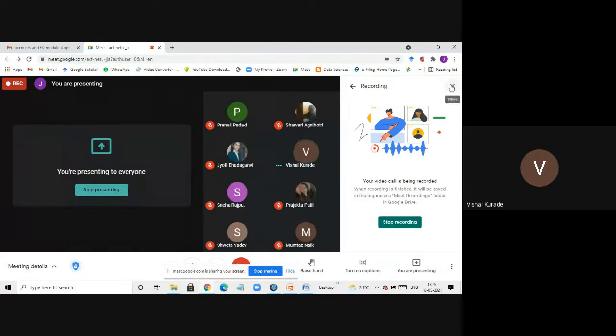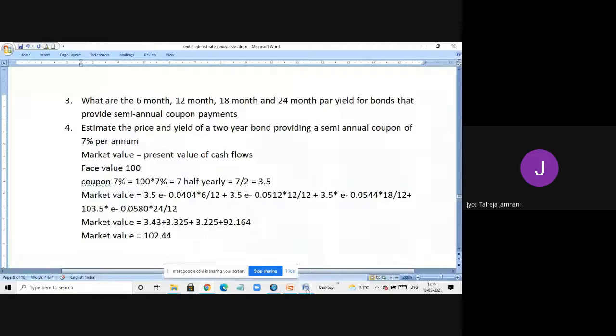Yes, ma'am. Now the last part of the question is that they are also asking you to find the yield of a 2-year bond. So we are done with the price. Now we'll find the yield of the bond. Now what is the yield of the bond? This question was asked only once in one paper. In that paper only, I have also given you the question, which question paper it was asked.